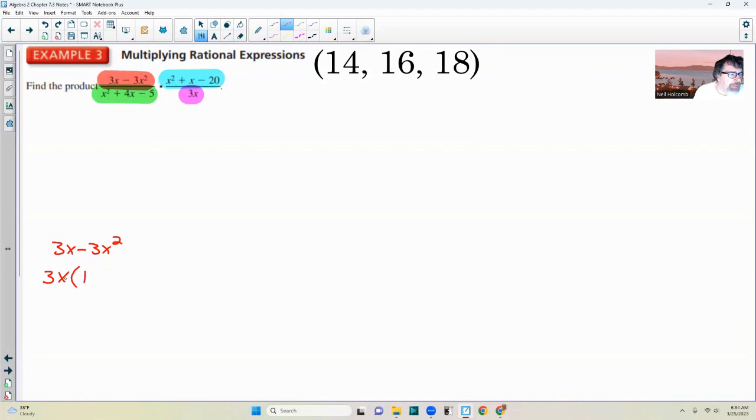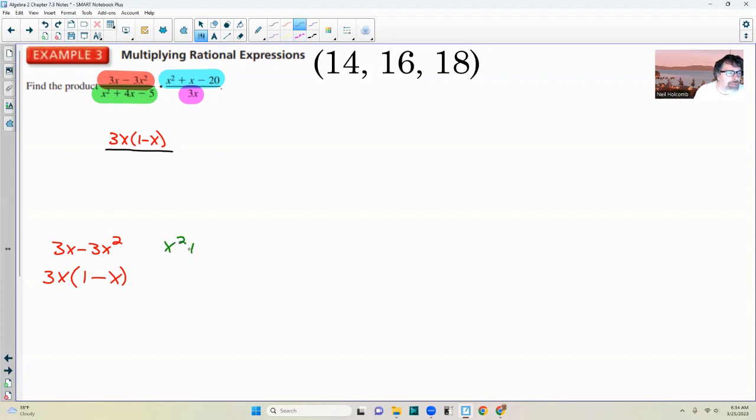When I'm distributing, 3x times 1 is 3x. Minus 3x times x is 3x squared. So I've simplified this down to 3x times 1 minus x. Okay, that wasn't bad. And then I'm going to go to the next one.